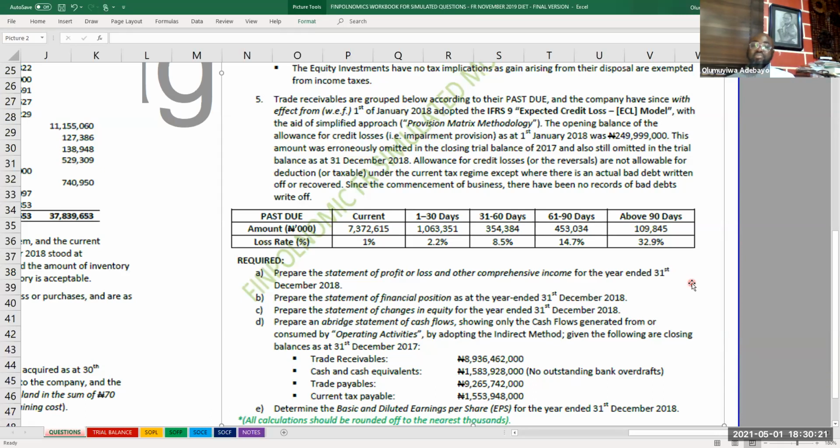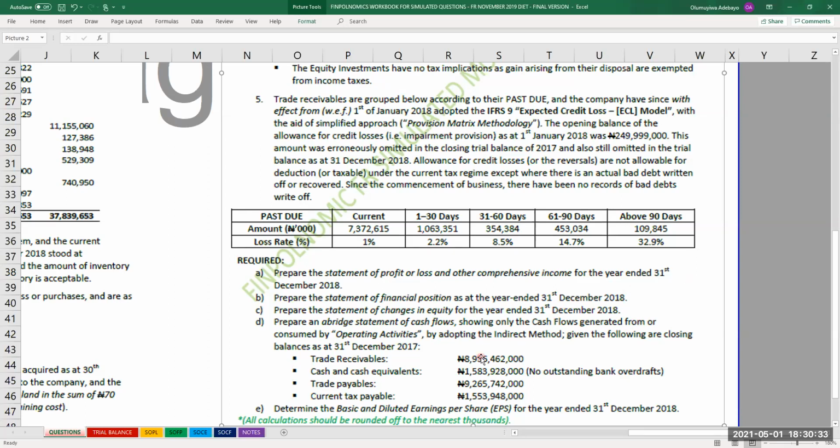What are we to do with that information? The schedule. With this schedule, we can actually calculate the provisions based on this table. For the past due, the loss rate is 1%. So you'll be able to calculate 1% of the amount given. No, sorry. For the current, you won't be calculating any provisioning because it's current.